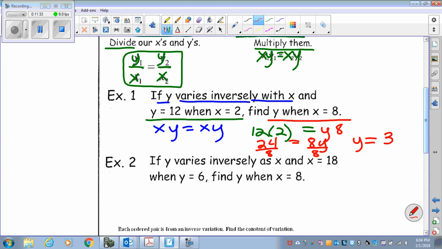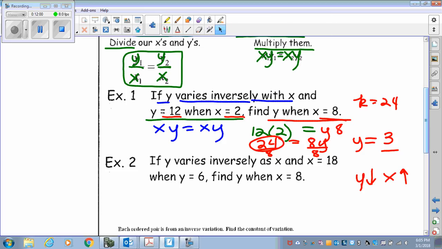Okay? So again, we can check. Our y's went from 12 to 3, so the y's went down, right? And the x's went from 2 to 8, so the x went up, all right? At that same constant of 24. My constant here is 24, because if I multiply 12 times 2, you get this 24. That's your constant. All right.